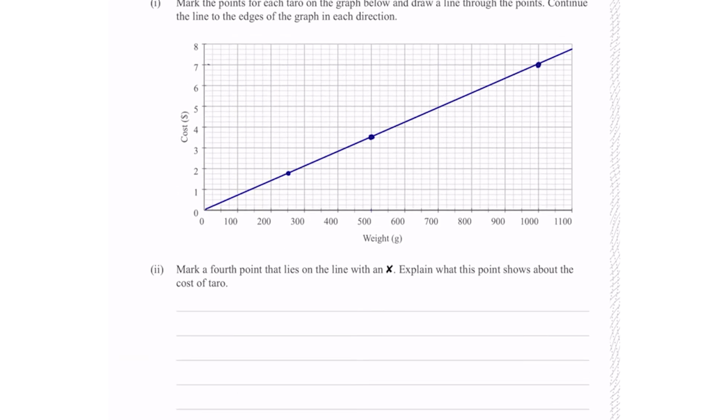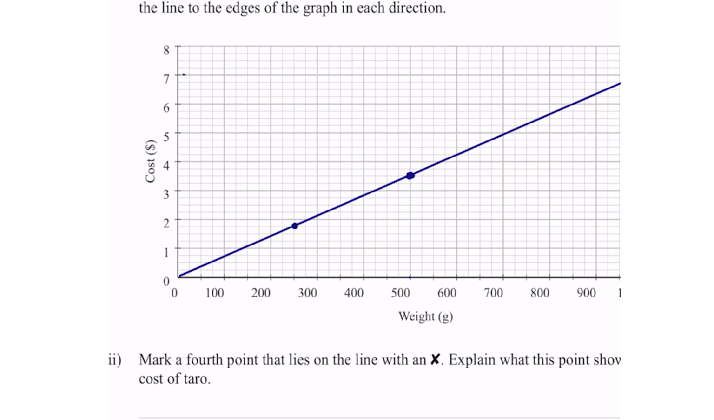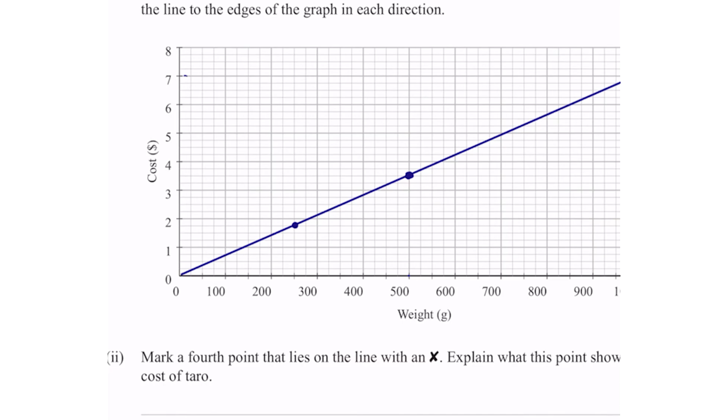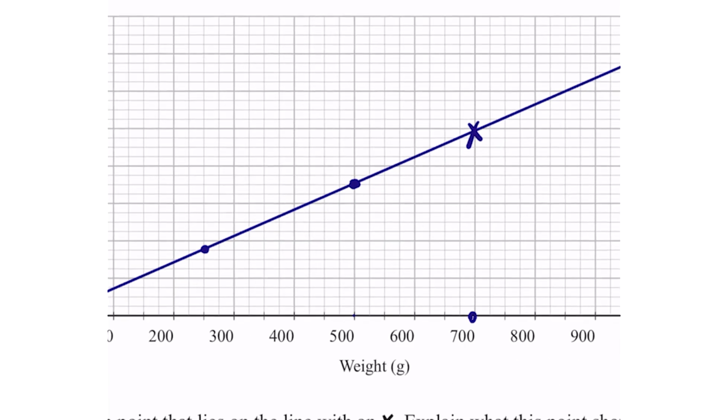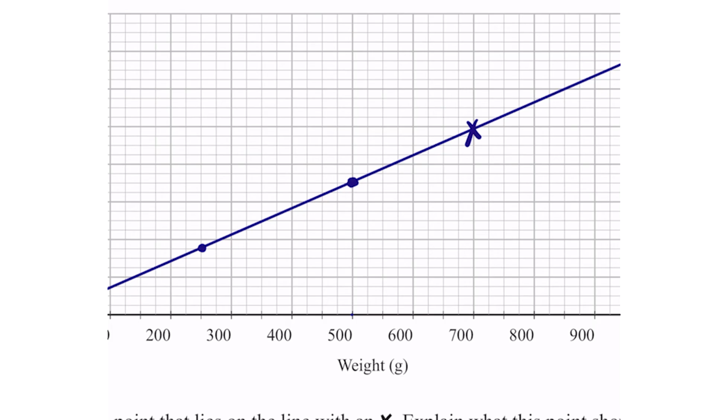Mark a 4th point that lies on the line with an X. Explain what this point shows about the cost of taro. Okay, so we can make a point on any part of our line. I'm going to say this point here. Yeah, let's go for this point here. So we're going to mark it with an X. And what does this X tell us? It tells us that when the weight is 700 grams, it costs what looks to be around $5, right?